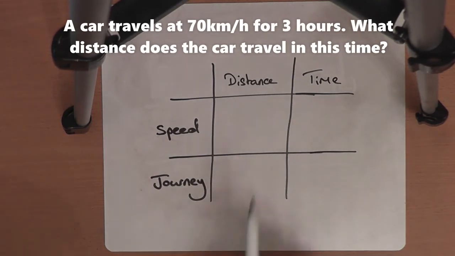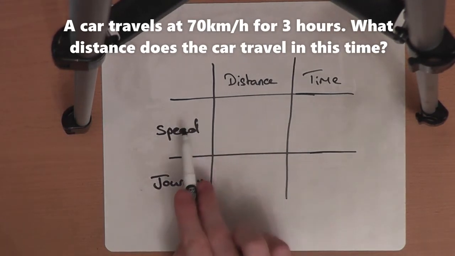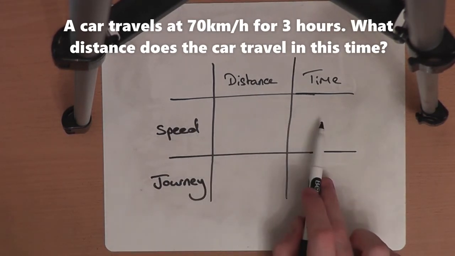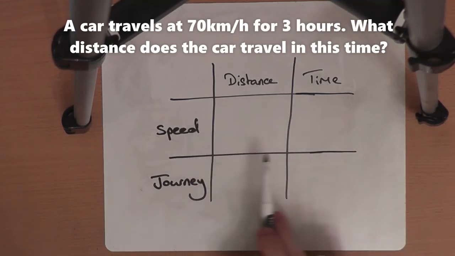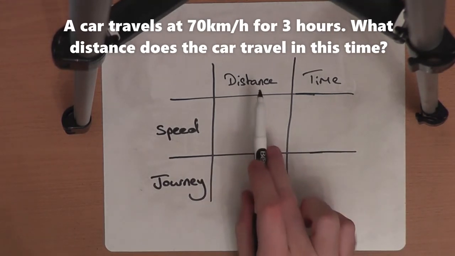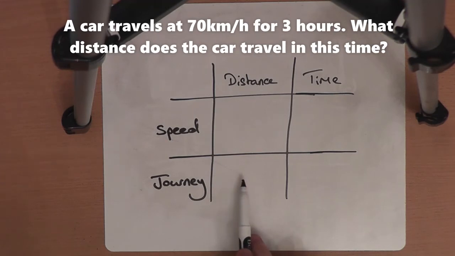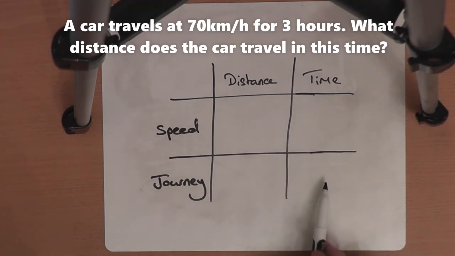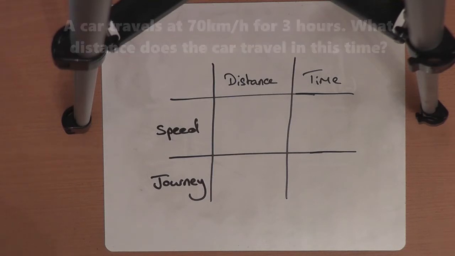The idea being that this box here is going to contain the distance information about the speed, the box here is going to contain the time information about the speed, this box here will be the distance information about the journey, the car, and this box here will be the time information about the journey, so how much time the journey took. And I'm eventually going to transfer the information out of the question into the correct boxes in this table to help me work out the one that I'm missing.